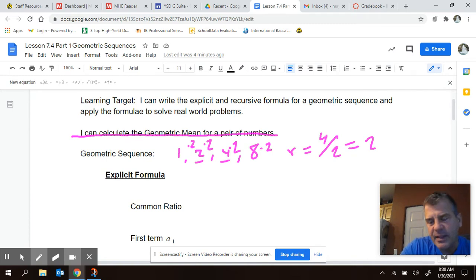So the next term would be 16. And then you take that term, multiply it by 2 and get 32. And you would see how that would continue on. So what we're going to do is take a sequence like what you see here, and we're going to be able to identify its parts. First of all, the common ratio, that's that multiplier.